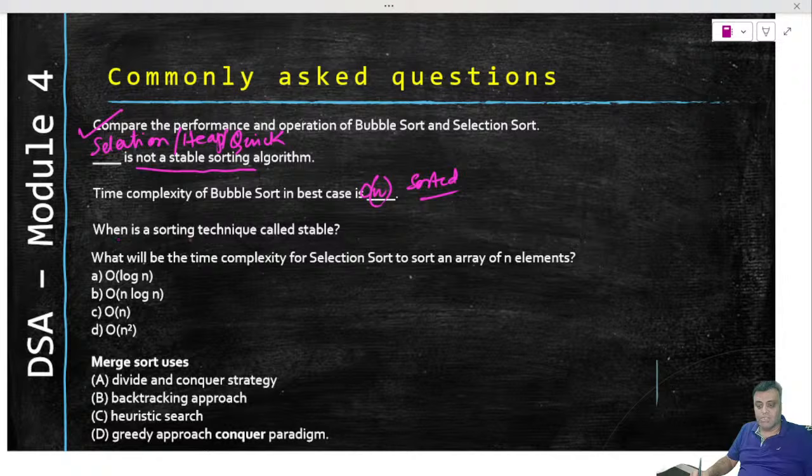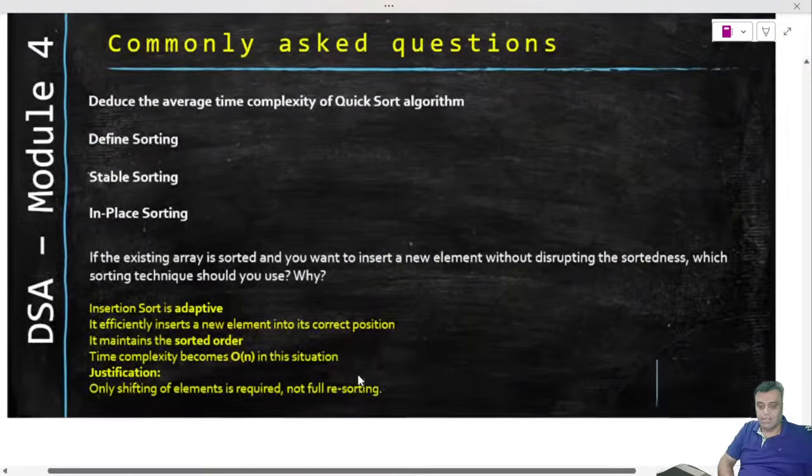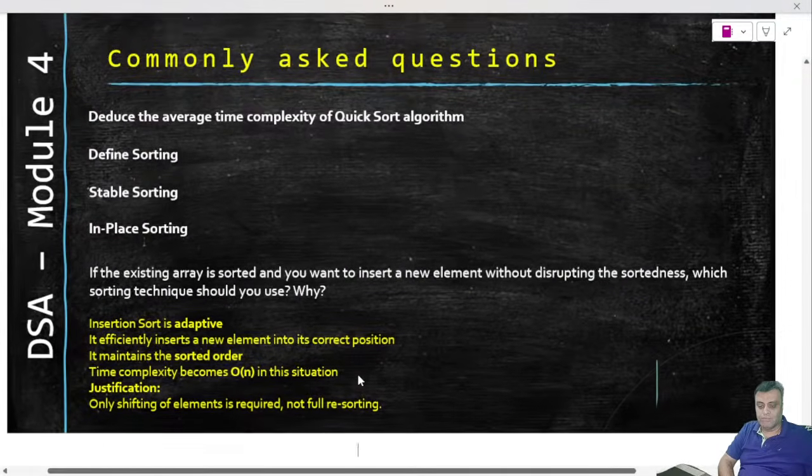When is a sorting technique called stable? We have discussed that many times. What will be the time complexity of selection sort to sort an array of n elements? Selection sort of n elements will always take order of n square. Merge sort uses divide and conquer strategy. Right, so that is there, and this is the last set of questions.